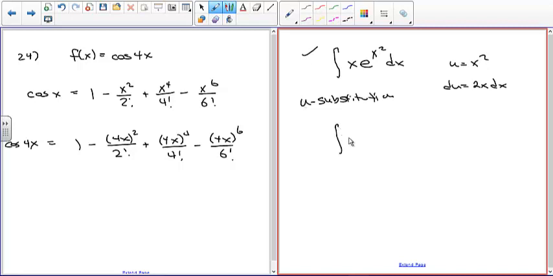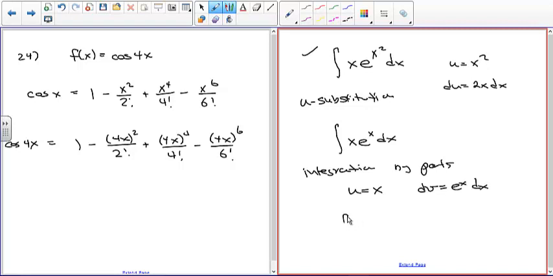If I had x times e to the x dx, we would use integration by parts, where u equals x and dv equals e to the x dx. How about e to the x squared dx? How do you do that one? Well, we can't use integration by parts because there's no multiplication, and the derivative of the exponent is not there, like the first case was.